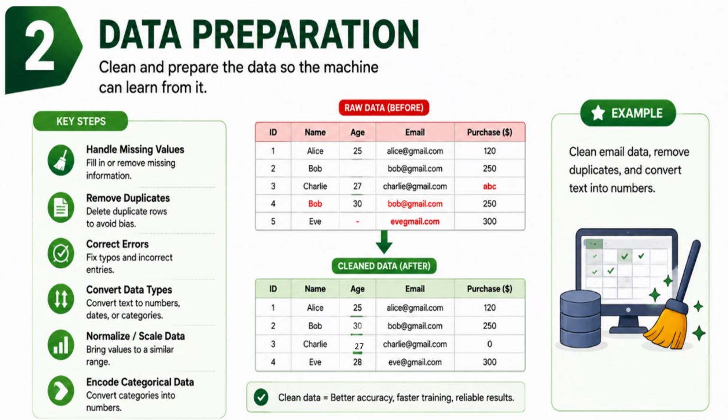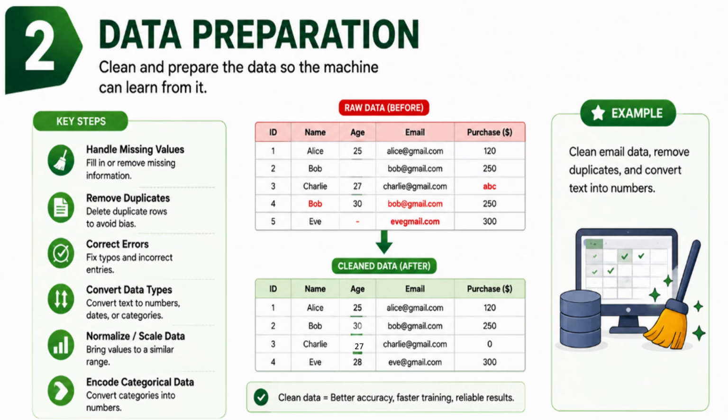In the real world, raw data is rarely perfect. It often contains missing values, duplicate records, incorrect entries, and inconsistent formats. Before the machine can learn, we need to clean and prepare this data. This includes handling missing values, removing duplicates, correcting errors, converting data into the right format, scaling numerical values when needed, and encoding categorical data into numbers.